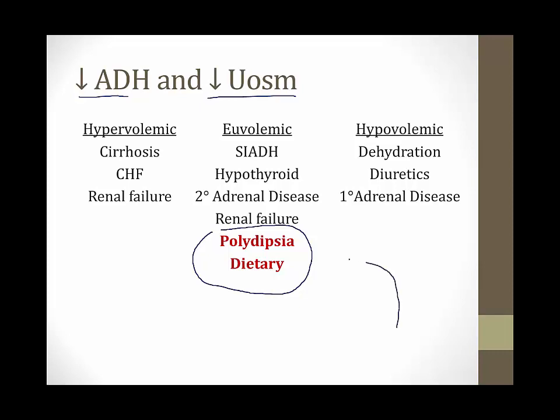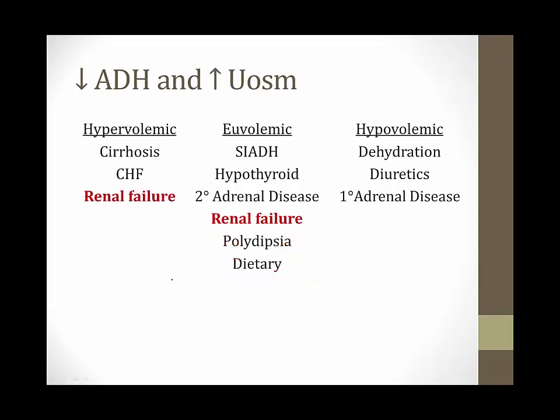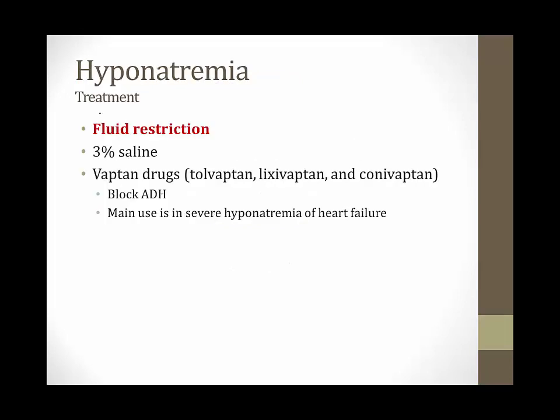In both of these situations, the kidneys are responding appropriately. They just cannot excrete the free water adequately. And then finally, renal failure is very unusual in that the ADH level is low, but the kidneys are unable to respond by diluting the urine, and thus the urinary osmolality is high. We talked before about treatment of hyponatremia from SIADH, but now I'll mention treatments for other causes of hyponatremia.